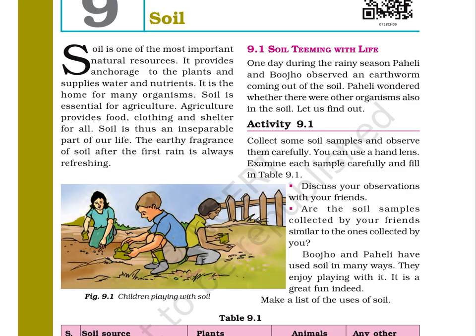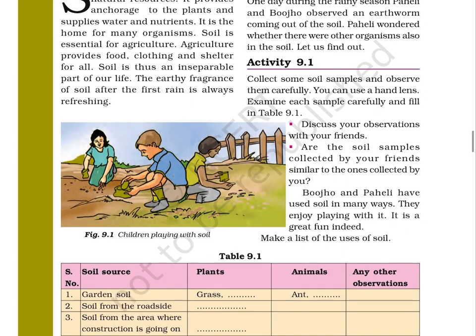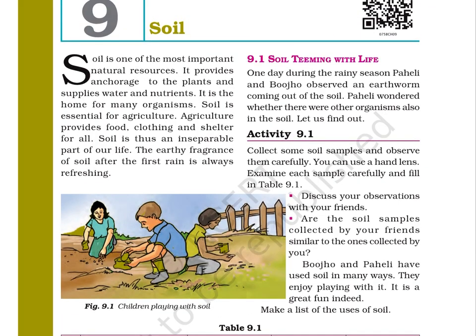Figure 9.1 Children playing with soil. In this picture, there are 3 children, 2 girls and 1 boy. They are playing with soil. 9.1 Soil teeming with life. One day during the rainy season, Paheli and Bojo observed an earthworm coming out of the soil. Paheli wondered whether there were other organisms also in the soil.